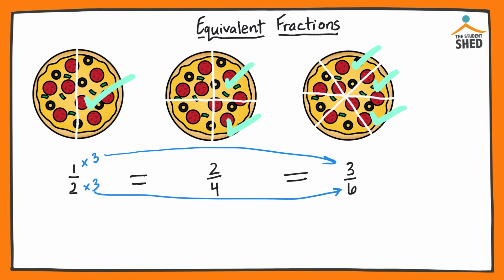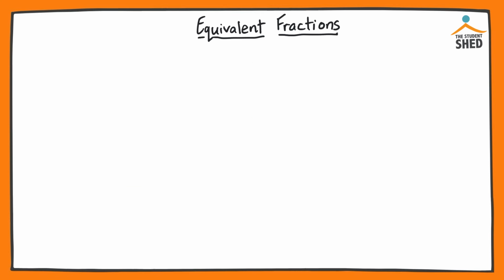So when we multiply a fraction by a number that has the same numerator and denominator, we end up with an equivalent fraction. Let us now use an example. Is the fraction 2 out of 3 equivalent to the fraction 8 out of 12?